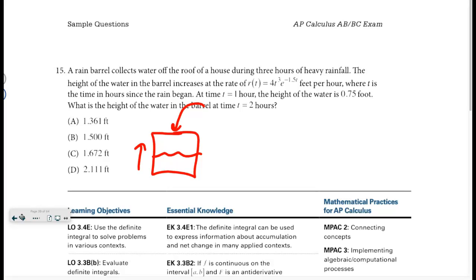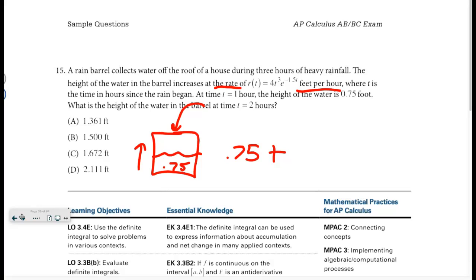All right? So it says the height of the water in the barrel is increasing at this rate in feet per hour. They're giving you the rate that the water's going up, correct? And then it says at time 1, the water's already at 0.75 feet. And it asked me the height of the water at 2 hours. So an hour later. Well, for sure you're going to have the 0.75 in there, correct? For sure. Plus you're going to have how much accumulates from 1 hour to 2 hours, correct?